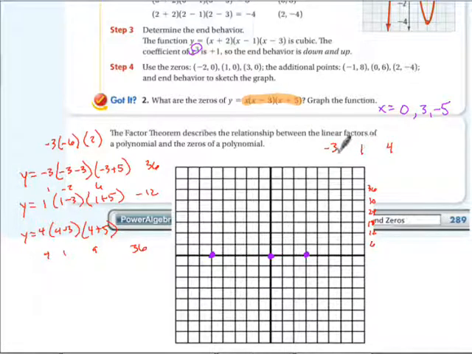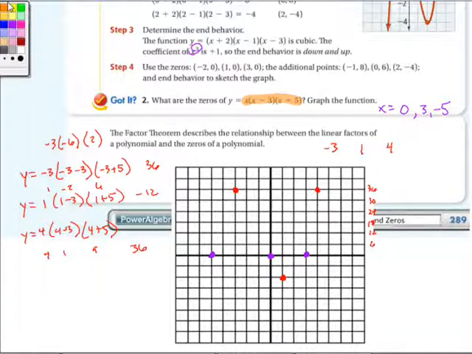So let's go negative 3, that gave us 36. So negative 3 and then 36 was all the way up here, so there's a point. 1 gave us negative 12, so that would be down 2. And then 4 gave us positive 36, so again, that's all the way up here. So there's that part taken care of. So now we have some points so we can make some sort of curve.